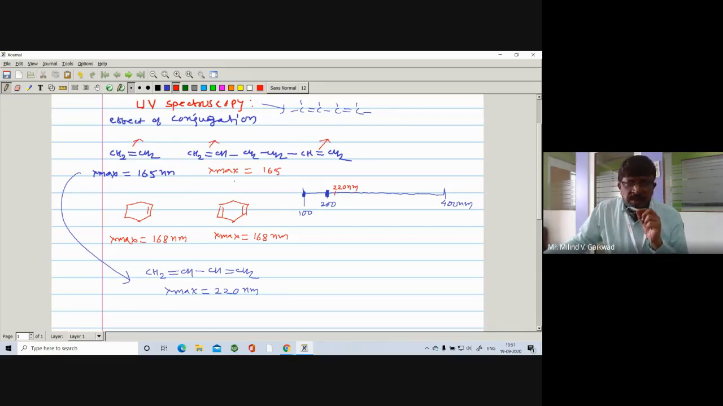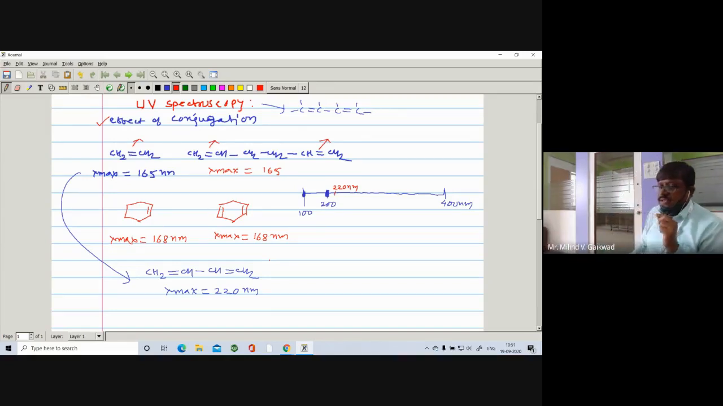If we introduce a pi bond in conjugation, that is the effect of conjugation, then lambda max will shift towards a higher lambda max. The lambda max will shift towards the right side. So this is the effect of conjugation. If two or more pi bonds are in conjugation, then the absorption will shift towards the right side, that is, at higher lambda.